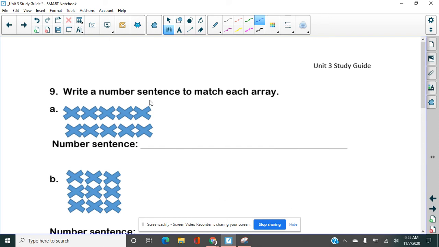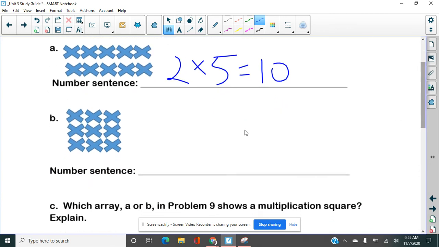So we're going to write a number sentence to match each array. So here we have 2 groups, and each group has 5. So my number sentence is 2 times 5 equals, how many are there? 10 are there. Okay, what's the number sentence for this array? 3 groups of 3, right? 3 times 3. And 3 times 3 equals what? It equals 9. Okay, 3, 6, 9.